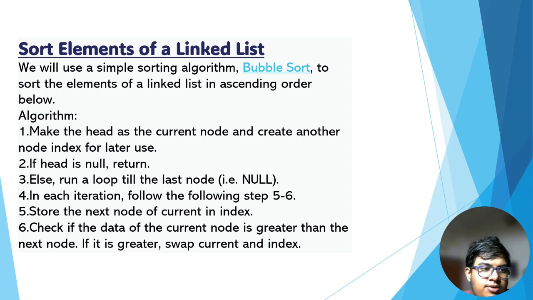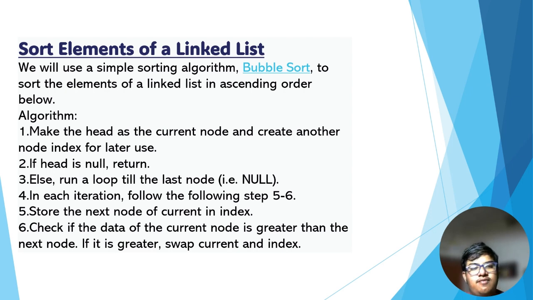Let's move on. Sorting elements of a linked list. There are multiple ways of sorting a linked list, and now we'll be seeing one called bubble sort, which will be used to sort a linked list in ascending order. We'll explain this with the help of an algorithm. First, we make the current node the head node, the first node, and we check if the head node is null. If it is null, it means there's nothing in the linked list and it is totally empty, and we return that the linked list is empty.